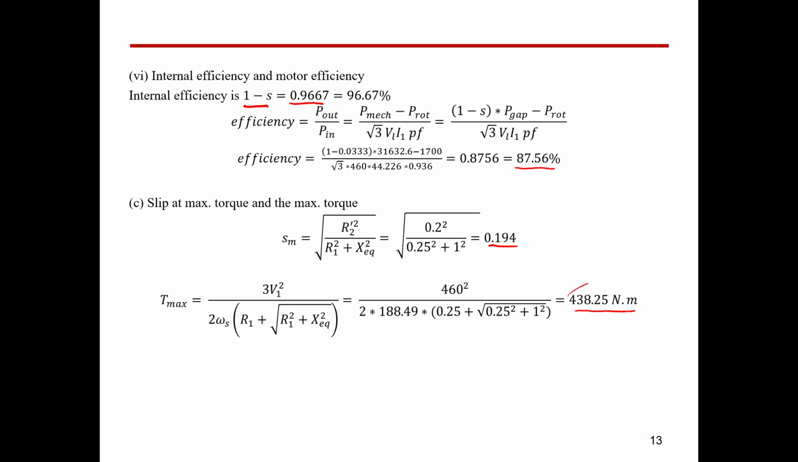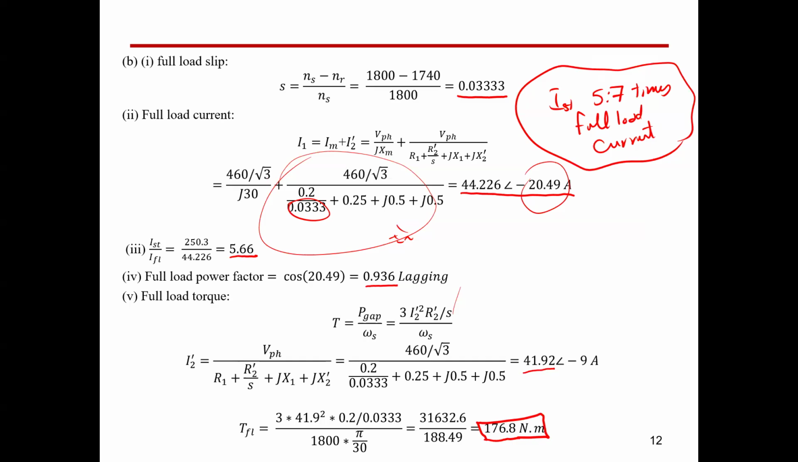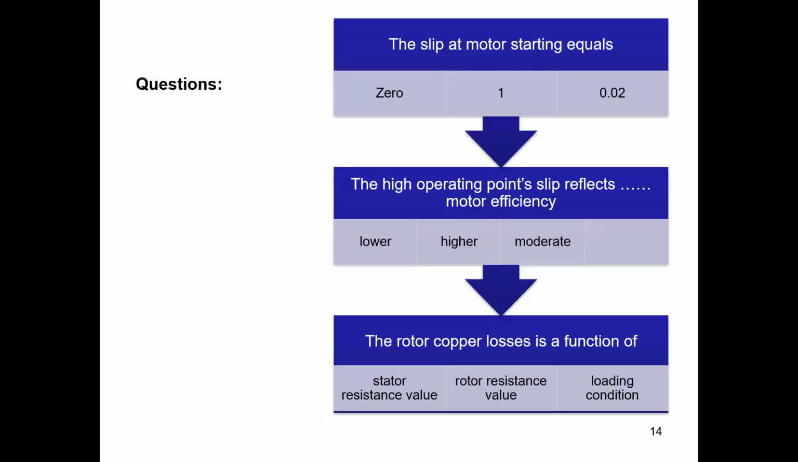If you compare, the maximum torque is 438 and the full load torque was 176.8. So it's like 3 times maybe, or less than 3 times. This is the maximum torque number we have in this condition. We still have some questions. Let's finalize these questions quickly.